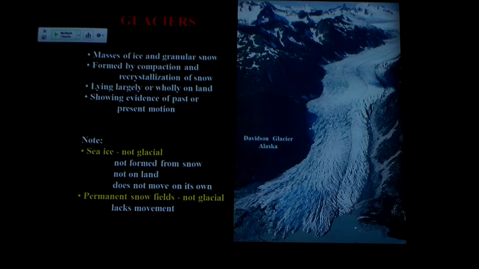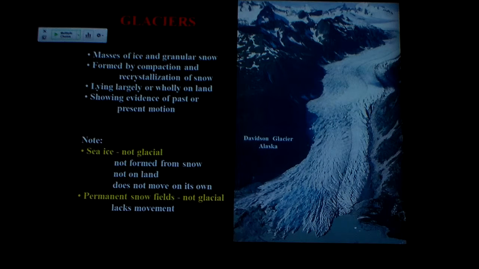Another thing that makes a glacier different is that it's on land. It's not out in the ocean. The Ross Ice Shelf is frozen ocean water that went through the phase change, and it's sitting there as this big shelf of ice right along the edge of Antarctica. That is not a glacier. A glacier is up on land.